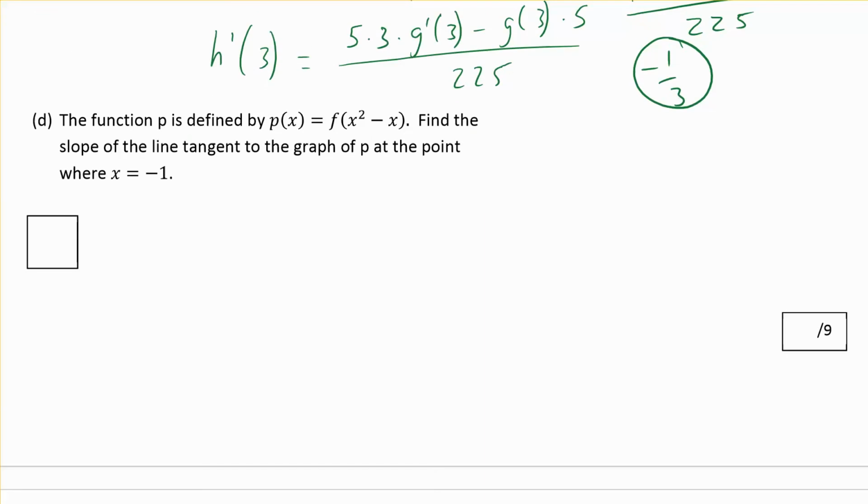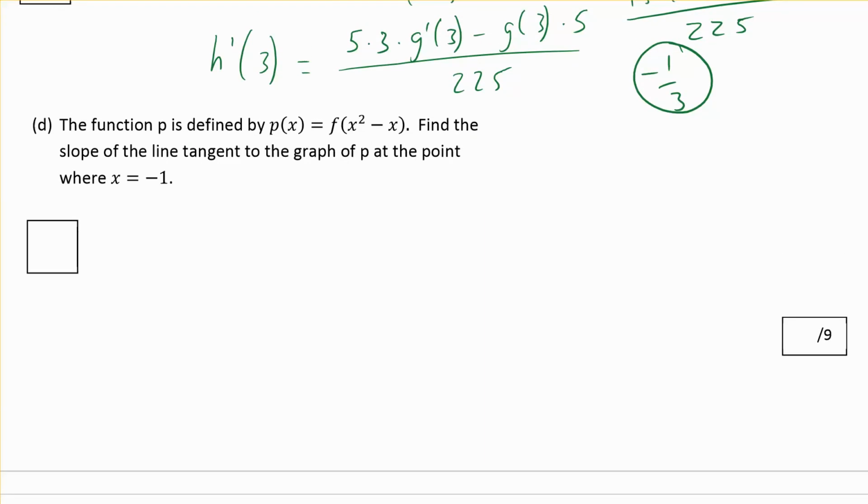And then finally, on this last problem, the function p is defined by p of x equals function f of x squared minus x. And for the third time in this test, I'm going to say try not to make it too hard on yourself. Find the slope of the line tangent to the graph of p. So everyone knew to take the derivative of p. If p is f of, the derivative of p is f prime of. And then they're basically asking us, do you know the chain rule?